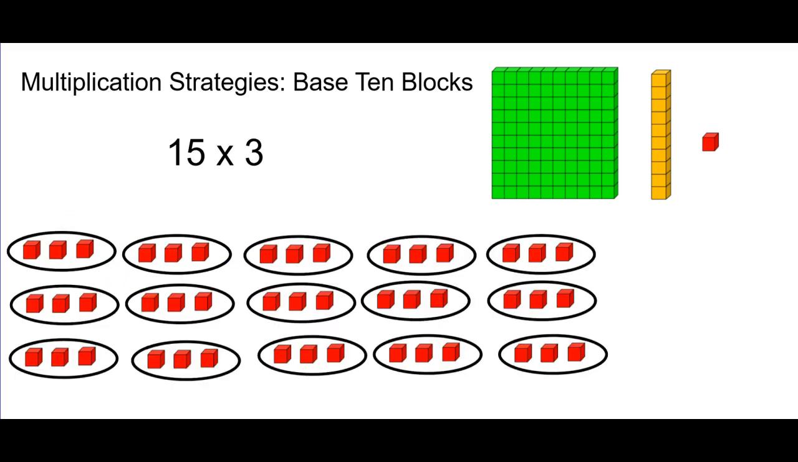So, there it is. We got 15 times 3, so I got 15 groups of 3. And so the next thing I need to do is regroup this to show my answer. It's not enough just to show 45 blocks right here drawn out in groups of three. So I know I got 3, 6, 9, and then if I add one more right here, I'll get 10.